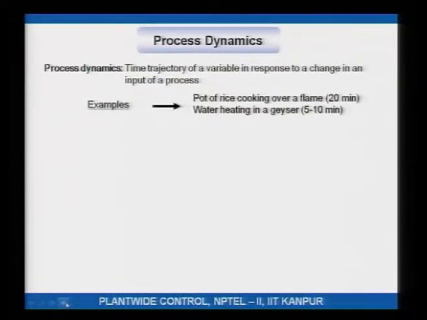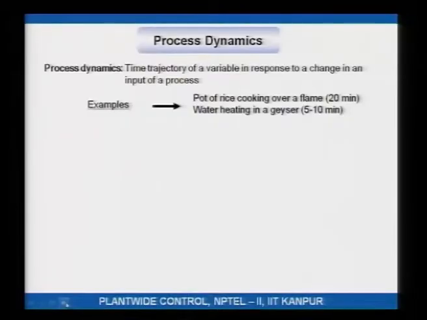Coming to process dynamics. What is process dynamics? We all know dynamics. They say the situation is dynamic. What does it mean? It means situation is changing. So, this change over time is referred to as process dynamics. Specifically, what it means is, if you make a change to an input to a process, how does the output variable respond over time? That is referred to as process dynamics. So, to define it, I would say process dynamics is the time trajectory of a variable, specifically an output variable, in response to a change in an input to the process.